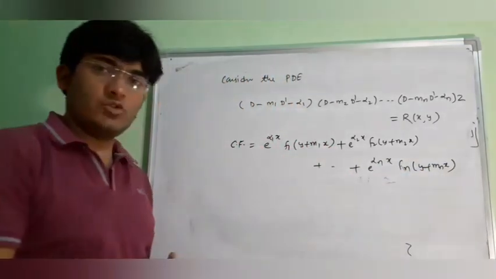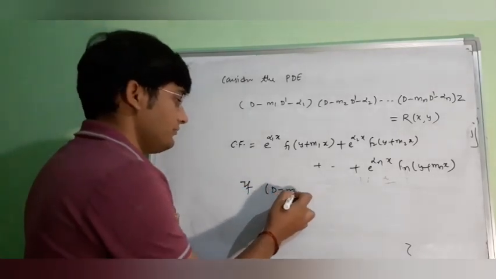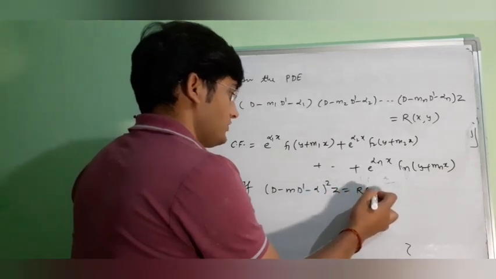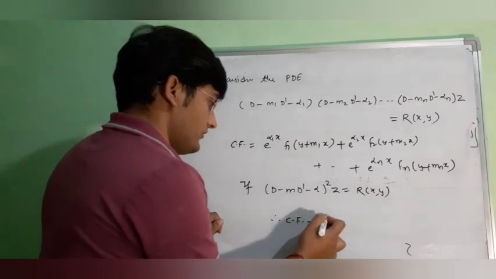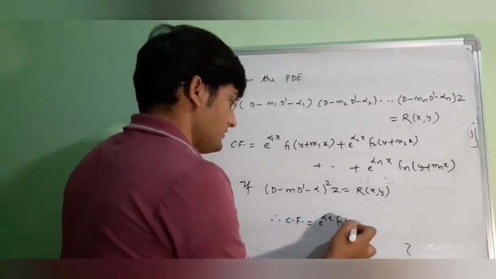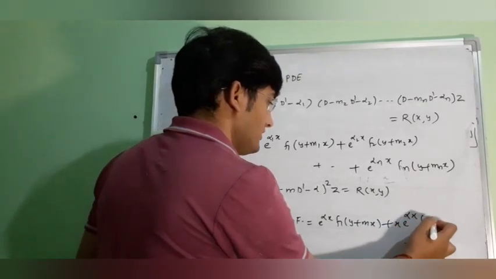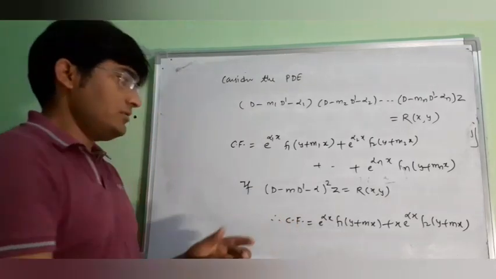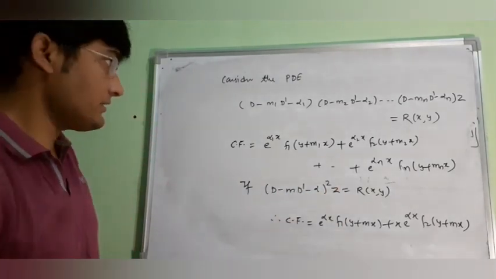And we have the same rule for the repeated factor. If we have a repeated factor, say equal to r(x, y), then our complementary function will be e^(αx) f1(y + mx) plus x times e^(αx) f2(y + mx). Here you can see that our factor is repeated 2 times. So this will be the complementary function in this case.